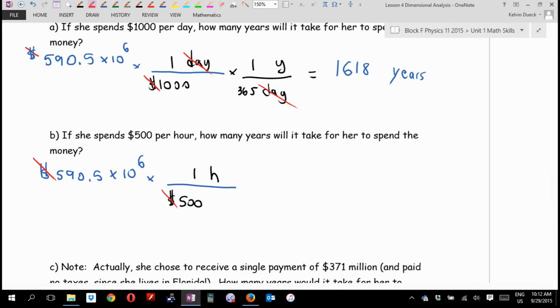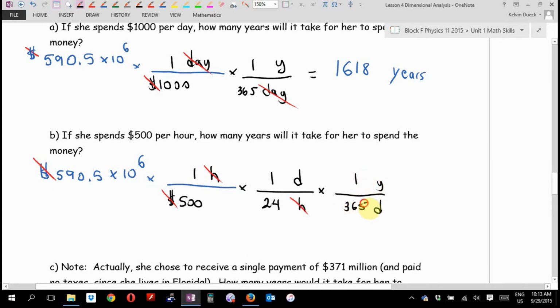What can I go from hours into? Days? That one I got memorized. Where am I going to put hours in my next fraction, on the top or on the bottom? Bottom. Days is going to be on the top, and 1 day is 24 hours. So I'm already seeing I'm going to divide by 500 and divide by 24. Can I go from days to years? Yes, I can. I have a conversion factor: 1 year is 365 days.